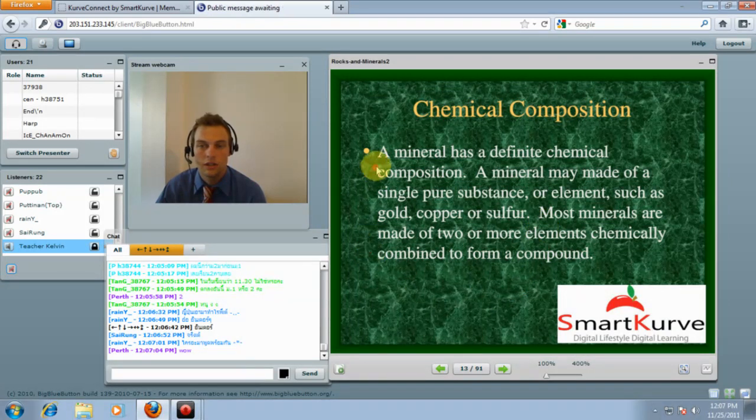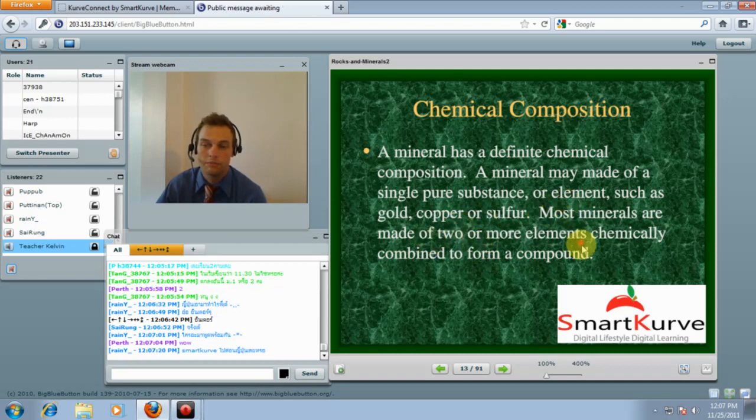Okay, so there's a definite chemical composition. It can be made of a pure element, but it can also be made of a compound, 2 or more elements.